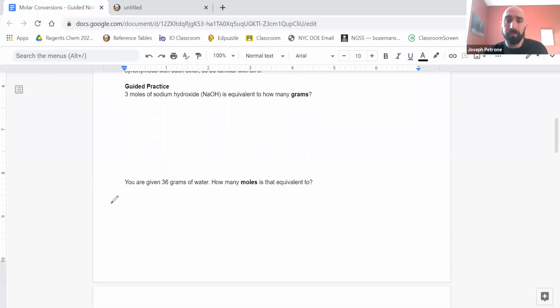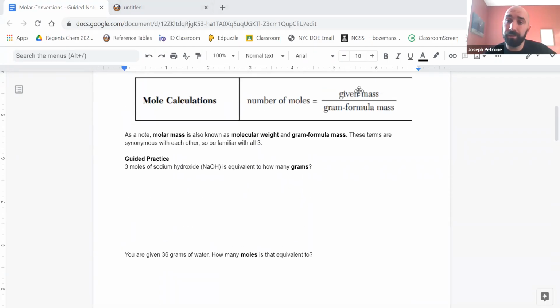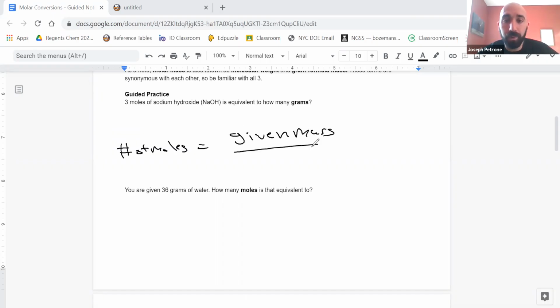So once again, we're going to use the same formula. So I'm just going to write it up here just for some more space. So we're going to follow what was given. We have number of moles equals given mass over gram formula mass, or molar mass.